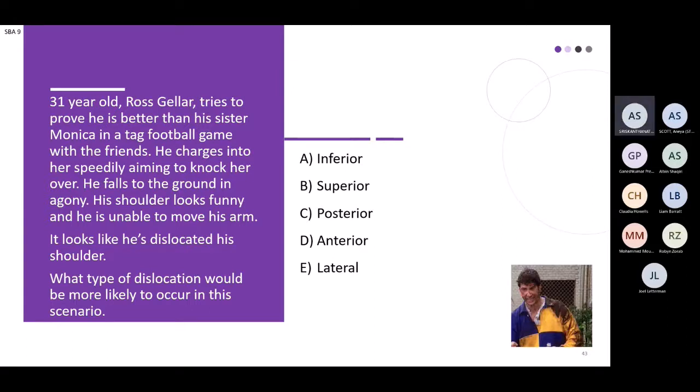And give it about 10 more seconds. Okay, I'm going to close the polls now. It's a split between C and D, and the correct answer is C. So posterior dislocation, and posterior dislocations are common in these scenarios where the mechanism is you force yourself into someone, pushing your shoulder back, which leads to that posterior dislocation.